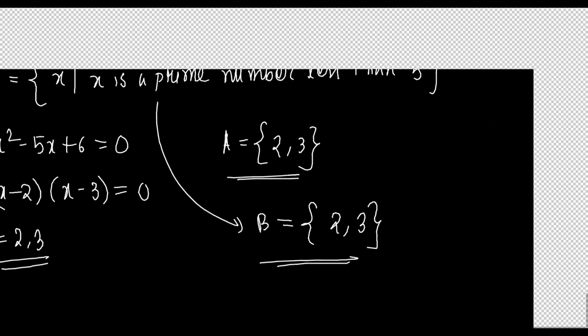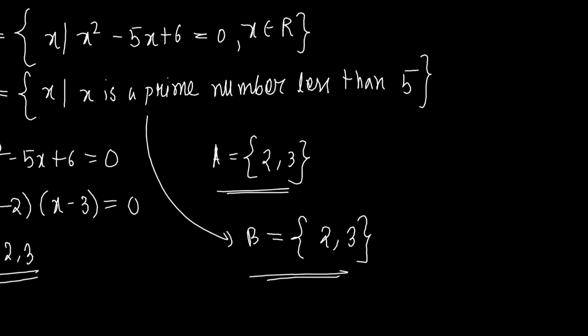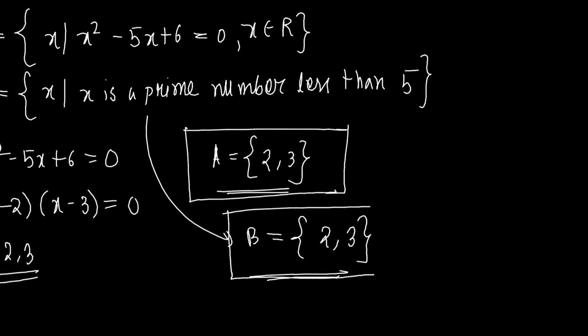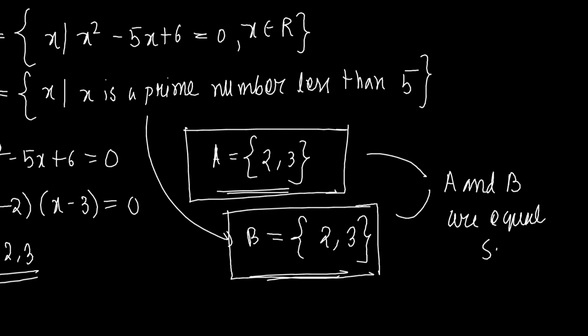Here A has the elements 2 and 3, and B also has the elements 2 and 3. So the number of elements in the sets is the same and the elements are also the same. Elements are also matching. So by combining these two cases, we can say that A and B are equal sets. They are satisfying the condition of equal sets, that is, the elements are the same and the number of elements is also the same.